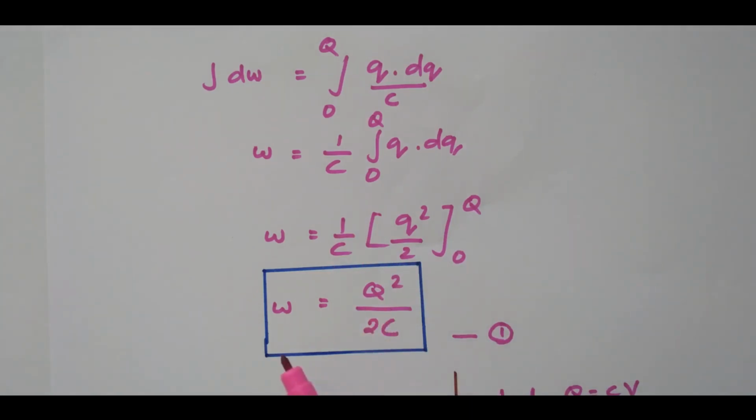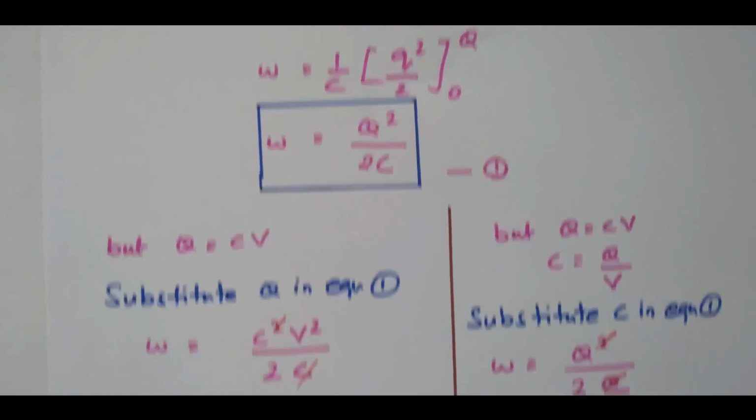The energy stored in the capacitor is Q square divided by 2C, by substituting this limit. Small q is replaced by capital Q, so that Q square divided by 2C. You take this as equation number 1. This is one formula for energy stored in a capacitor: Q square divided by 2C. We'll see another two formulas.